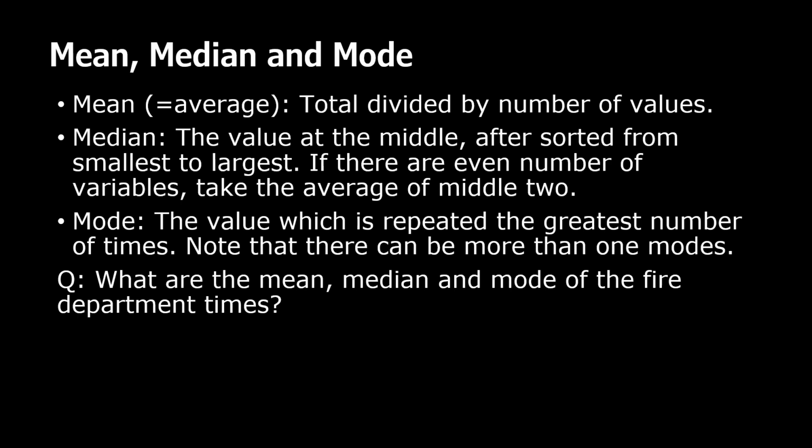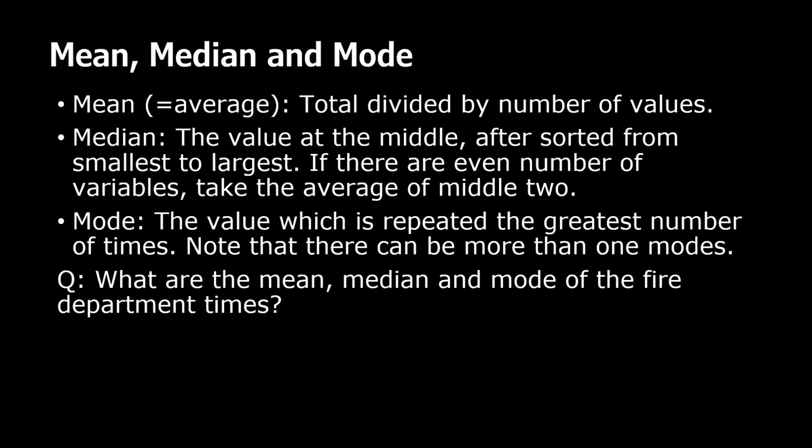Okay. And then there's the mode, which is the value that's repeated the greatest number of times. Note that there can be more than one mode. If you have one value repeated 3 times and another value repeated 3 times, and 3 is the maximum number of repeats, you can have more than one mode in that case. All right.